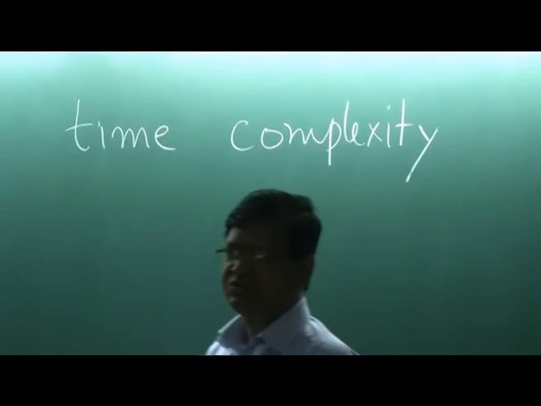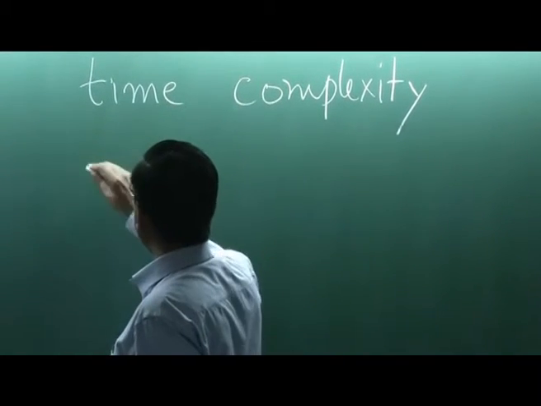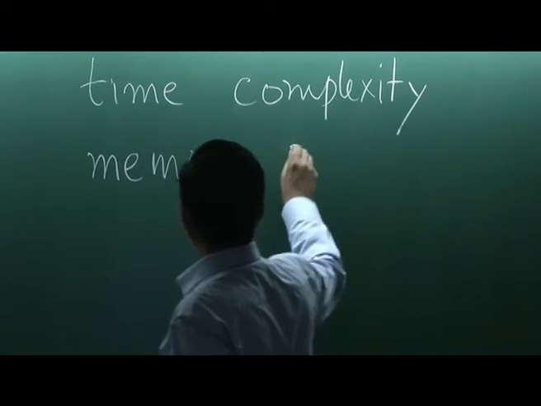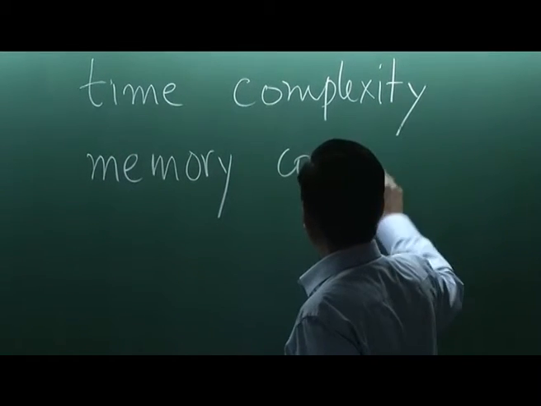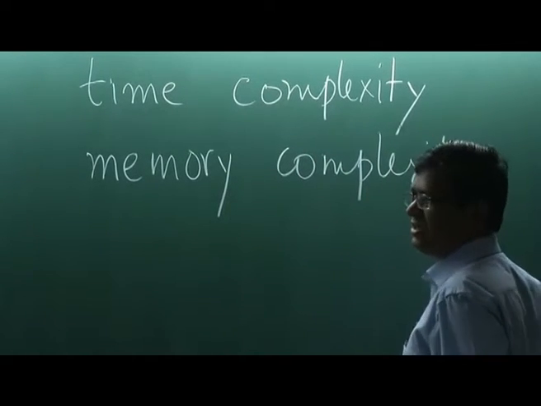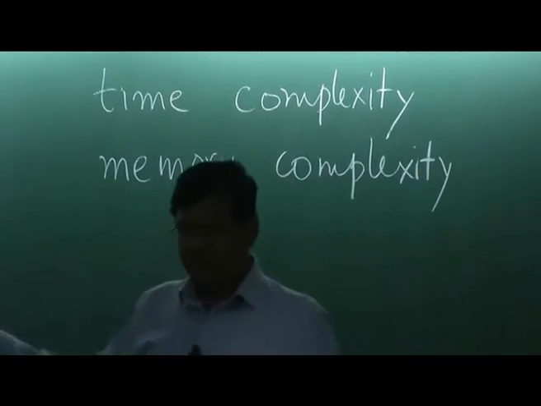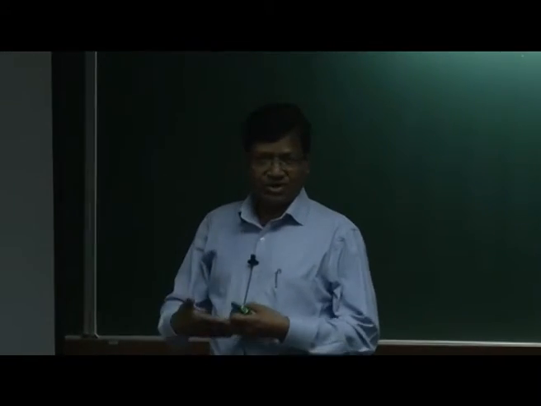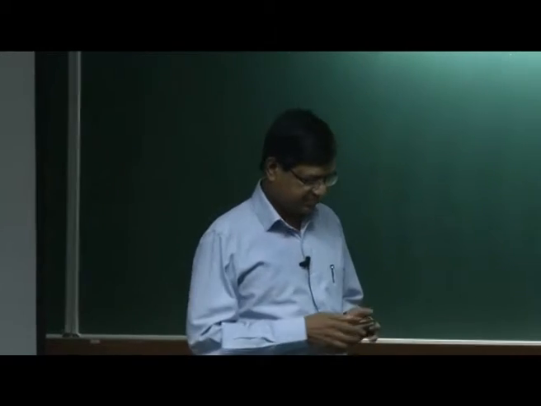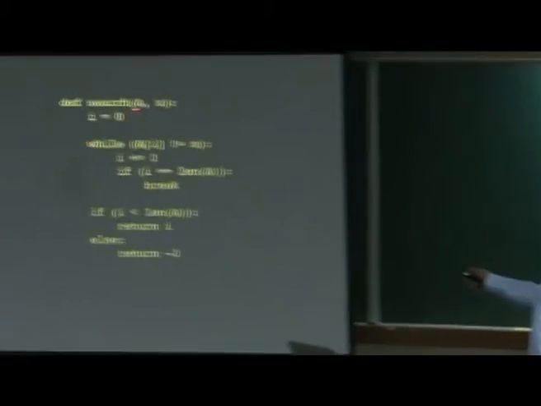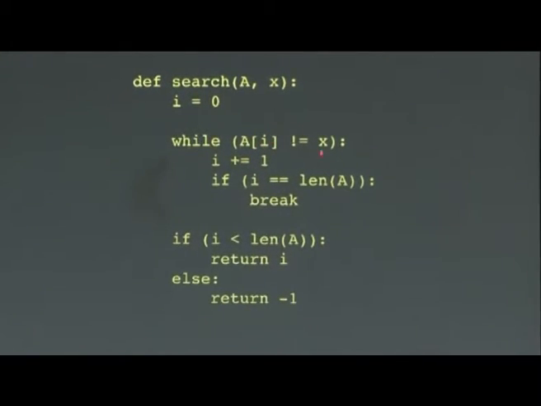So a number of operations, and second is called memory complexity. How much memory does it take? So for this problem, it takes order n. The array size is the memory required. So if you look at the code, it is very easy. I did this in the last class.